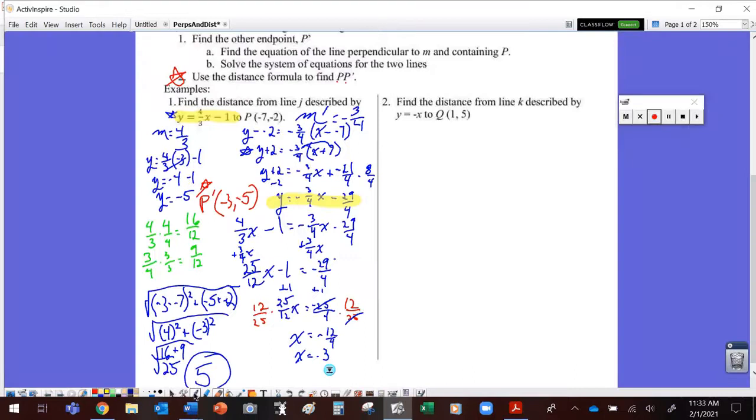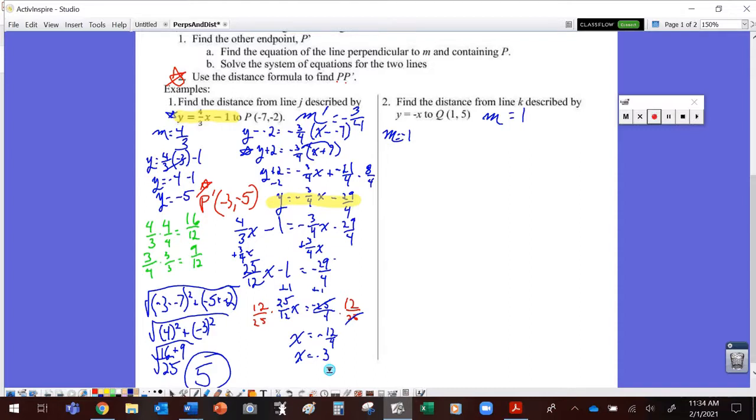We want to find the distance from line K described by y equals the opposite of x to Q, which is (1, 5). Well, first off, the slope of this line is -1. So the slope of a line perpendicular to that would be the opposite reciprocal. So it would be +1. The reciprocal of 1 is still 1 over 1, so still just 1.